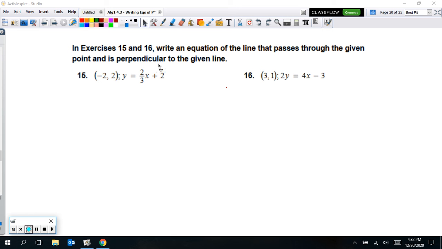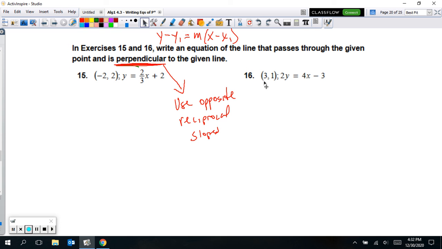This one's perpendicular. So we're still going to use the point slope formula here, and we're going to use this point, but which slope do we use? We don't use the slope that we see, because that would be parallel. Instead, we need to use the perpendicular slope, which means we're going to use the opposite reciprocal slope. So what is the opposite reciprocal of 2/3? Opposite would be a negative slope, and the reciprocal would be 3/2.